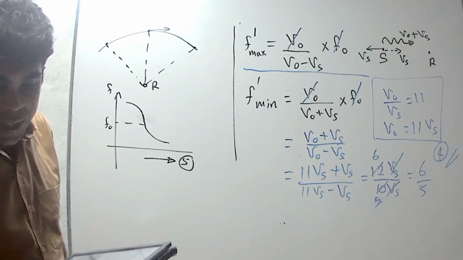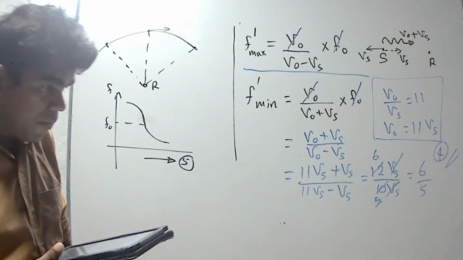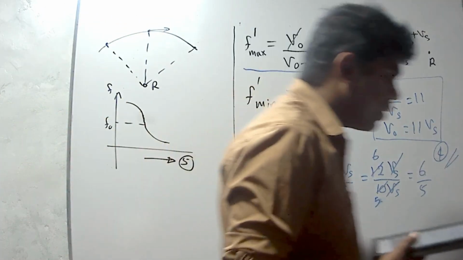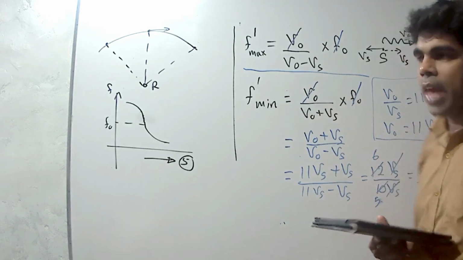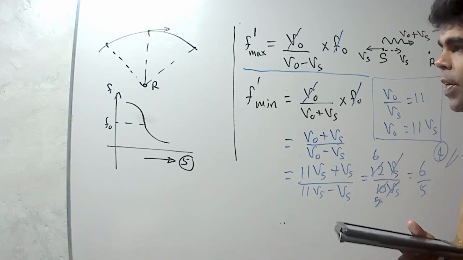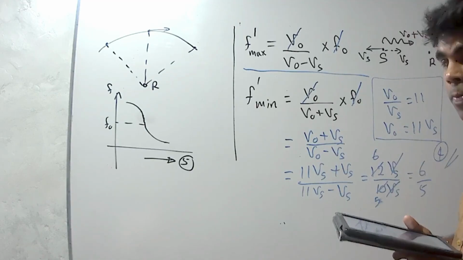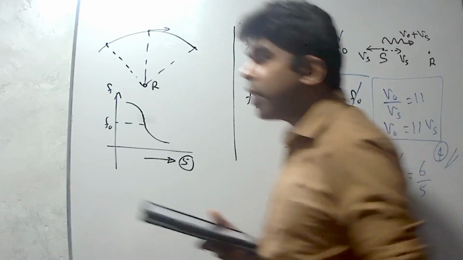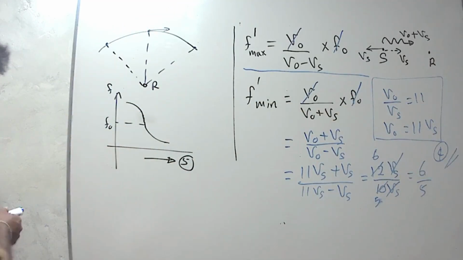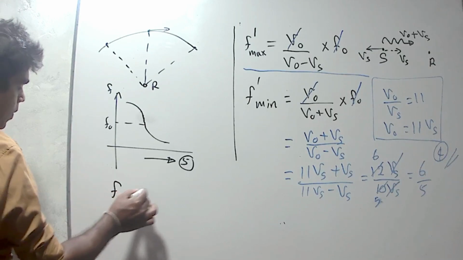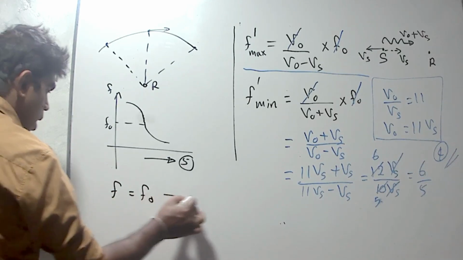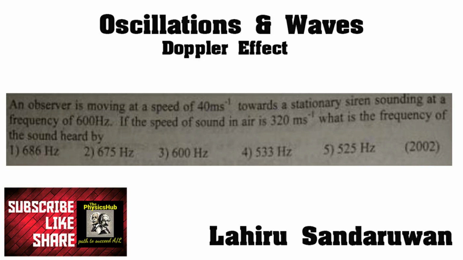Both trains are moving with the same velocity in the same direction. It means there is no relative motion between the two trains. Therefore, he can observe a frequency equal to the actual frequency. Then f should be equal to f0. Answer is 3.